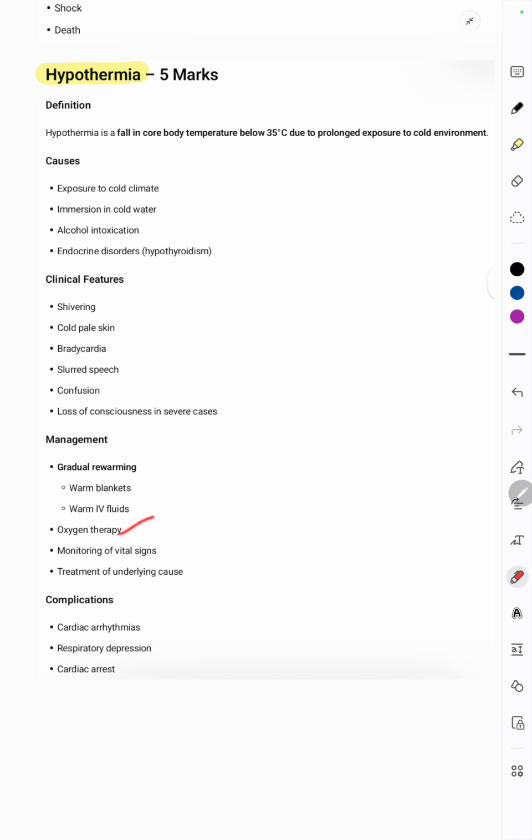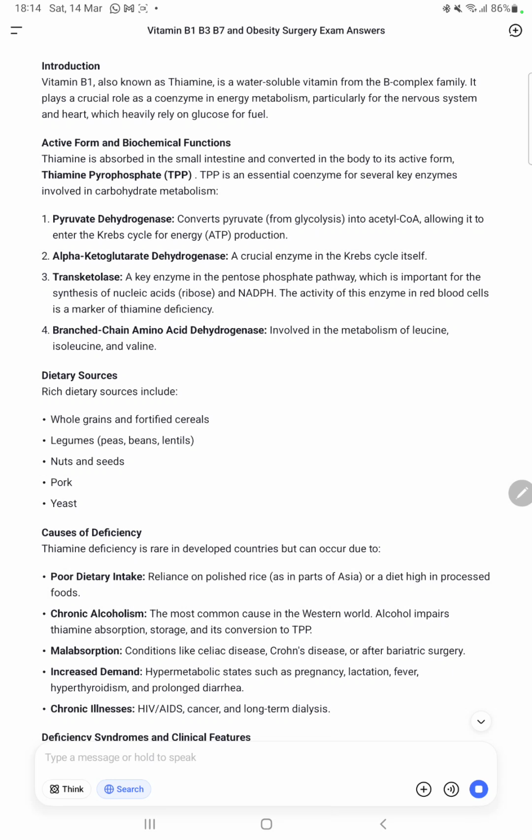Then there is oxygen therapy, monitor the vital signs, treat the underlying cause. Complications are cardiac arrhythmias, respiratory depression, and cardiac arrest. So, starting with vitamin B1 deficiency.